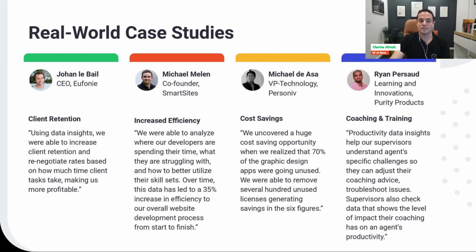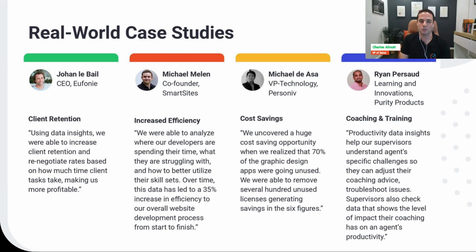He discovered a significant cost-saving opportunity upon realizing that 70% of the graphic design apps were going unused. This insight allowed them to remove hundreds of unused licenses and generate six-figure savings. So anyone that is responsible for managing the team licenses and utilization of tools, I think you guys can really connect to that benefit. In terms of the next one, we've got Purity Products.